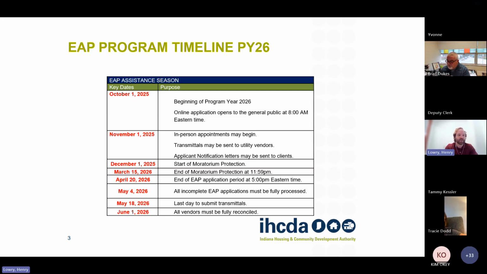December 1st, start of moratorium protection, and then that runs through March 15th of next year and ends at 11:59 p.m. On April 20th, that is the end of our application period at 5 p.m. Eastern time. It's the same as last year, which is about a month short. And then May 4th, that's when all incomplete EAP applications must be fully processed. May 18th, it's the last day for our agencies to submit transmittals. And June 1st, we're expecting all our utility vendors to be reconciled. So that's kind of our timeline, barring any major catastrophic events.